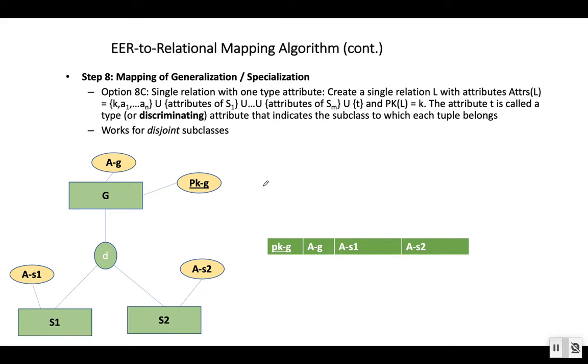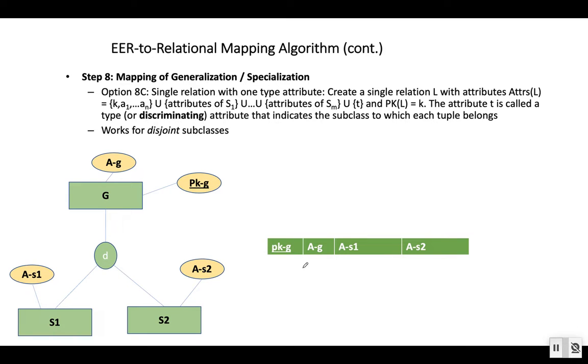Option C is a single relation with one type attribute. Whether there is a subclass or superclass, for combining each of the subclasses and superclass, we are going to create only one relation, only one table. So we are going to create a relation that will have all the attributes. We are going to combine all the attributes here and create only one relation.